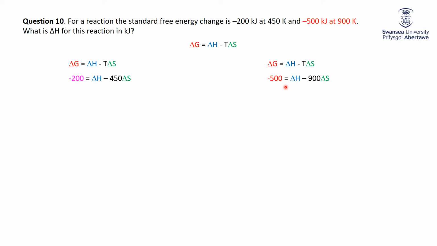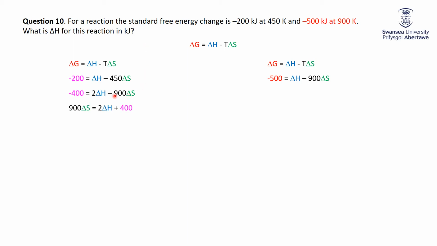Okay, now we've got to compare those and we see, well, we've got different values of delta G. Delta H we don't know, delta S we don't know, but we got 450 of those delta S's and 900 of those delta S's, and we really don't care about delta S in this reaction. So why don't I just multiply this whole equation by 2 to give me minus 400 is 2 delta H minus 900 delta S, and now I can combine those two equations together to get rid of the 900 delta S's. Various ways, of course, to do that conceptually. Let's just rearrange them each.